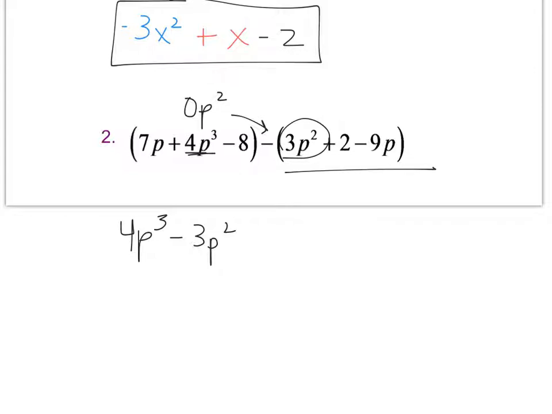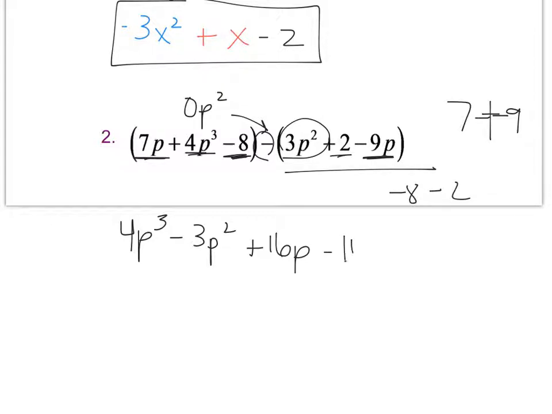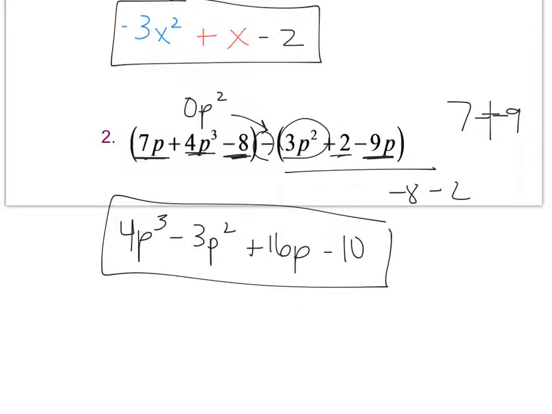And then if I look here, the 7p minus a negative 9p, again, 7 minus negative 9 is really plus 16p. And then I have negative 8 minus a 2, which is negative 10. So this would be my answer here. And that's another way to use the horizontal method as well.